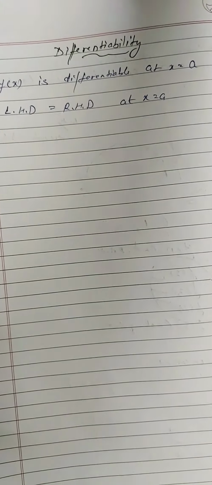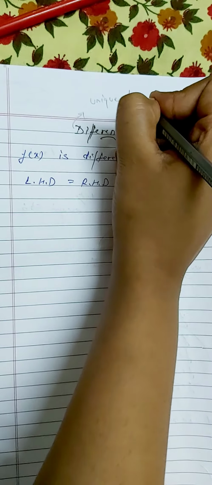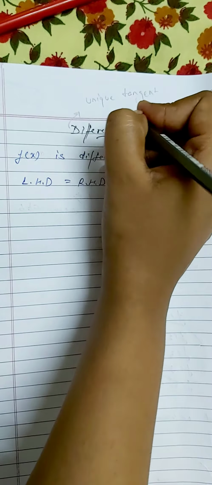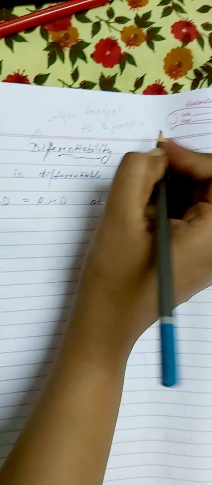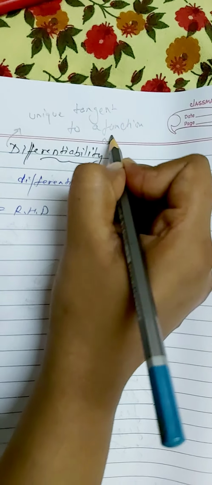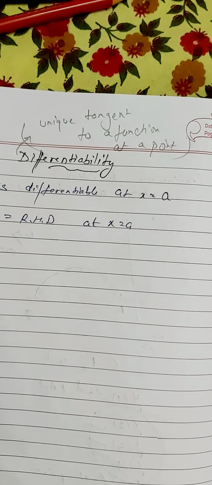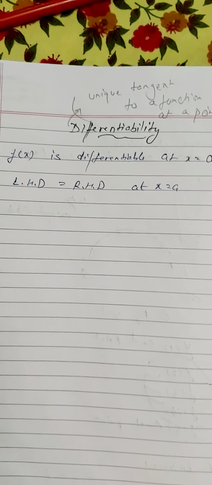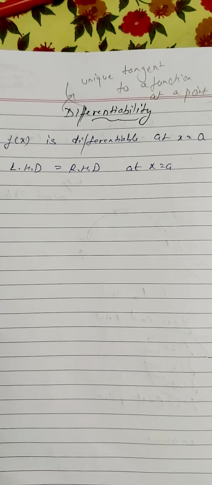In short, you can remember it as: differentiability means a unique tangent to a function at a point. A unique tangent to a function at a point is called differentiability, and the rule is as simple as, or similar to, our continuity.